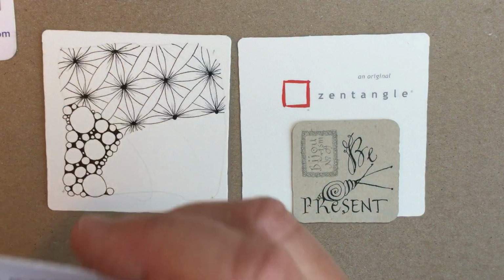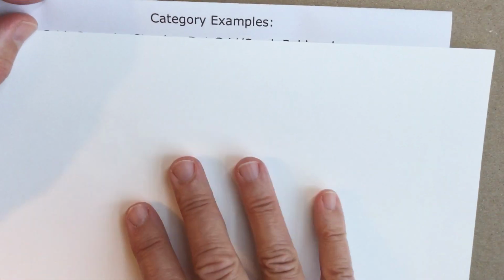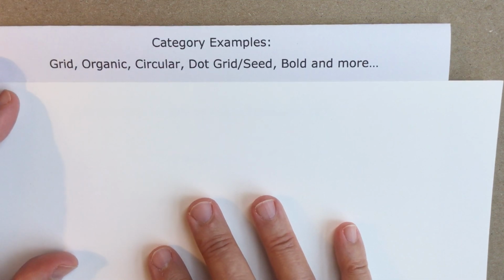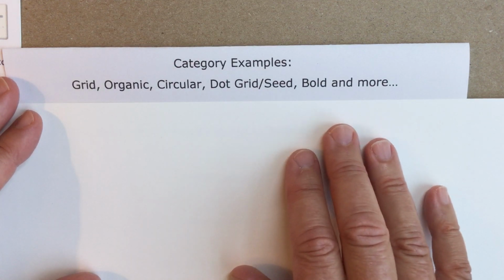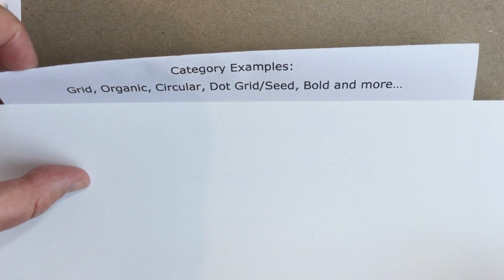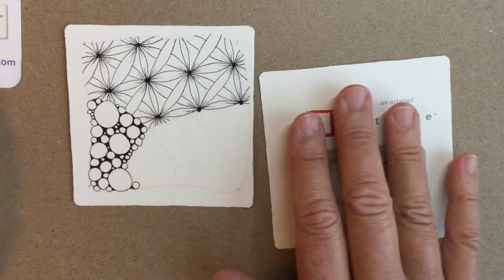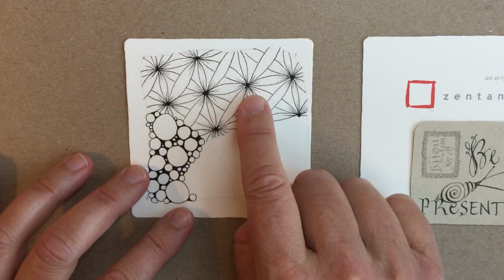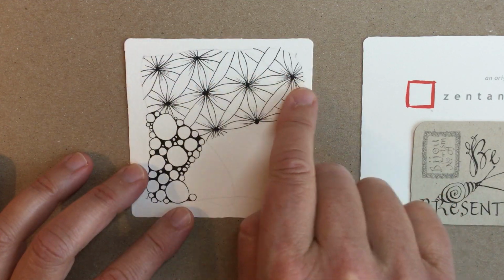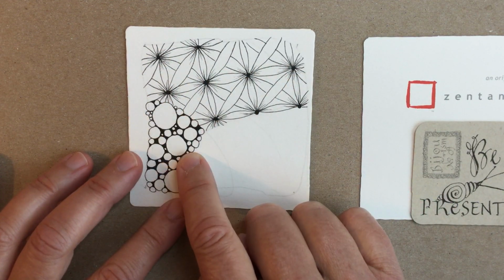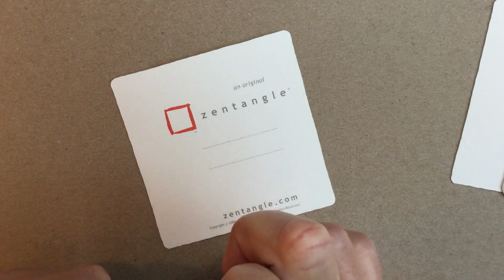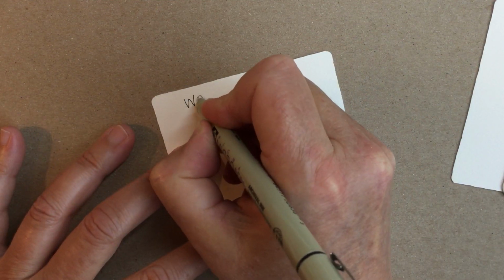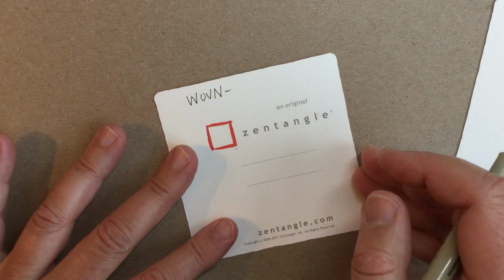So, for example, a lot of us probably think about categories such as grid patterns or organic, circular, dot grid, also known as seed tangles. There's bold. There's many more pattern types, and I started a tile here, which includes the patterns Fife, which is from headquarters, and it's more of a dot grid pattern. And then here's a circular pattern called Tipple, and the next one I'm going to do is called Woven. And let me write the name on the back there, and it's a great kind of bold, dramatic pattern, W-O-V-N, and it's by Suzanne McNeil.